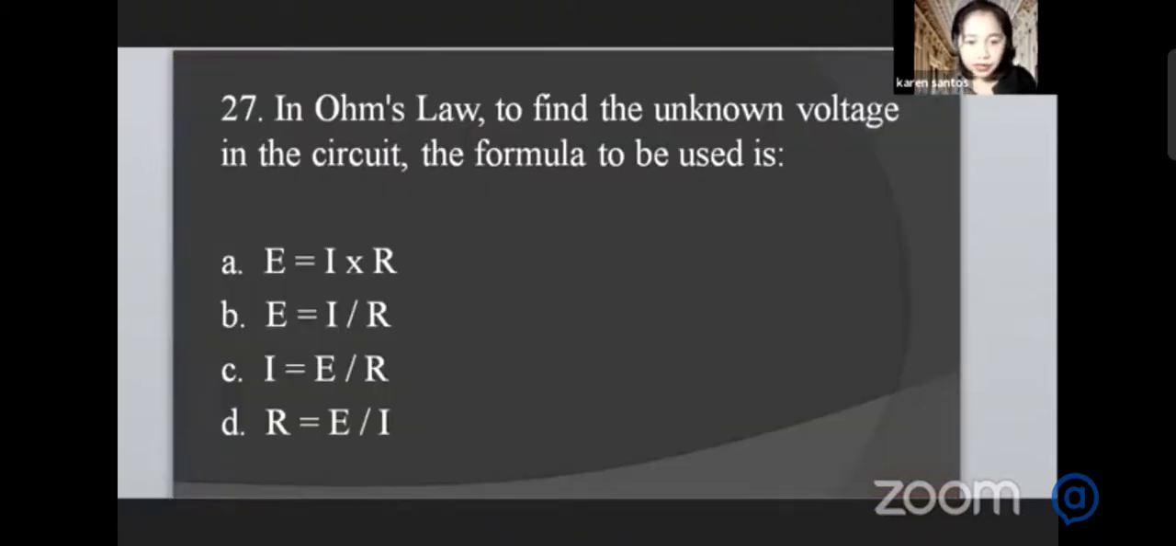Okay, so that's why in number 27, to find the unknown voltage in the circuit, the formula to be used is letter A. E is equal to I times R.